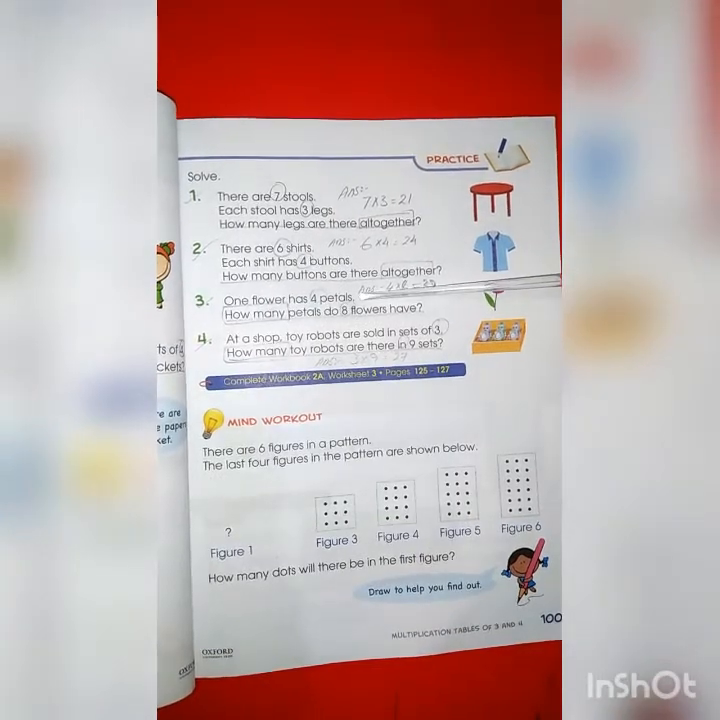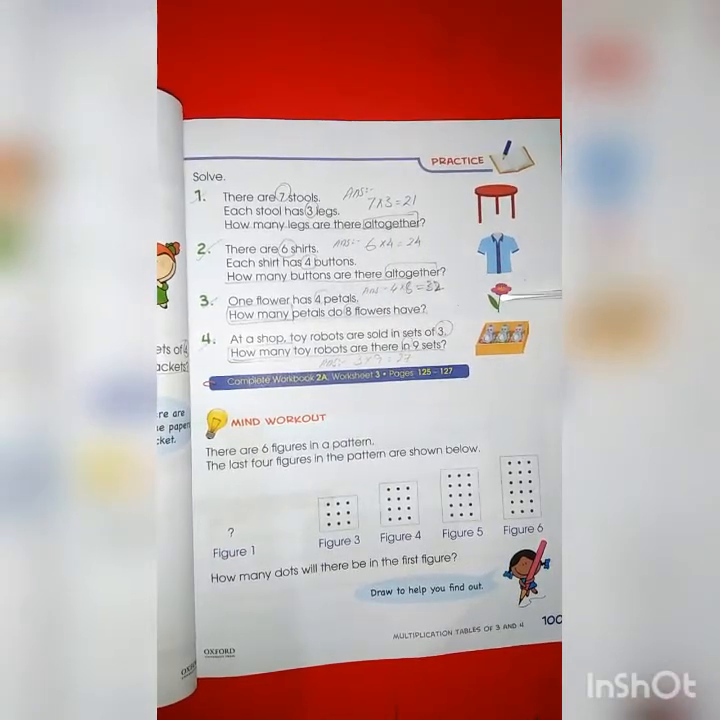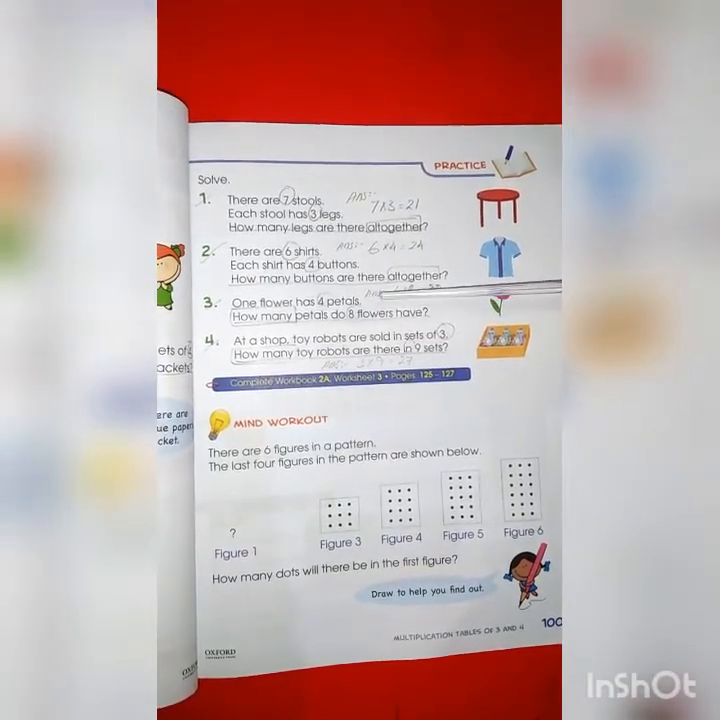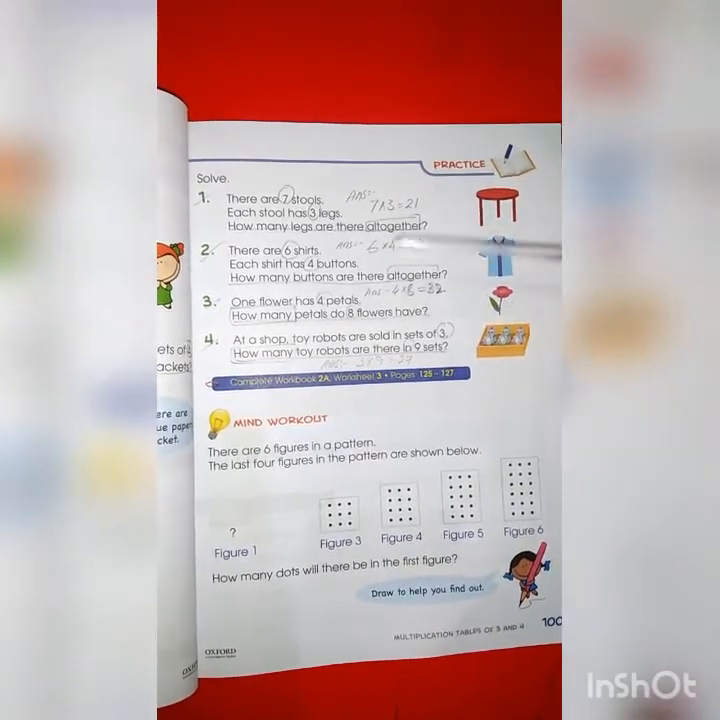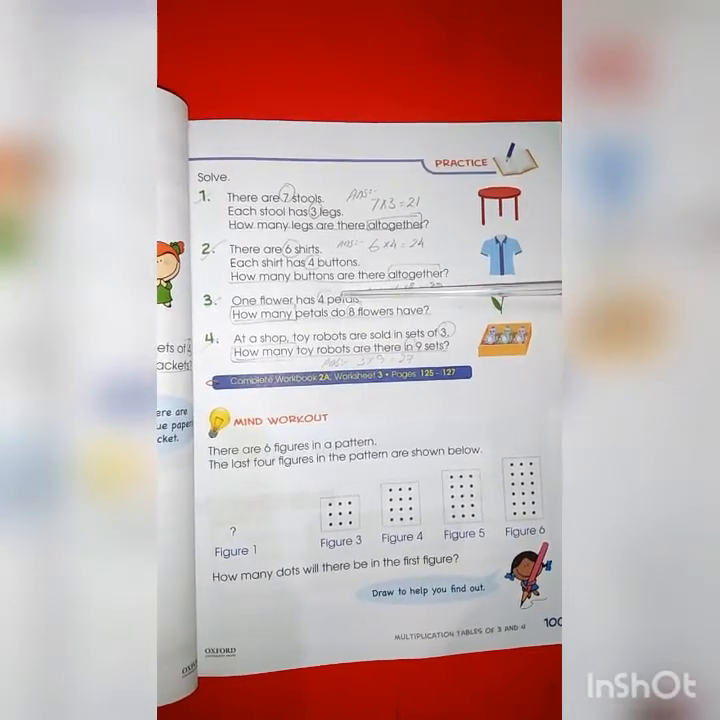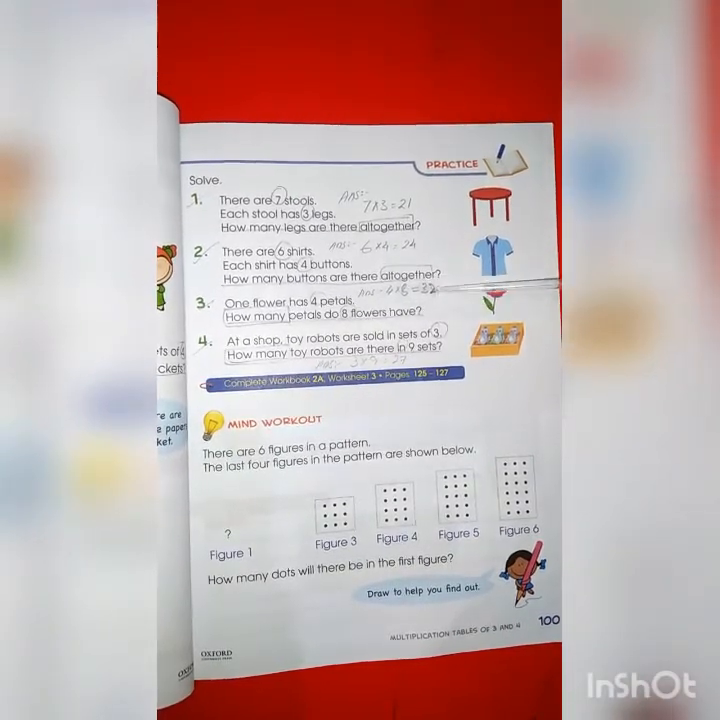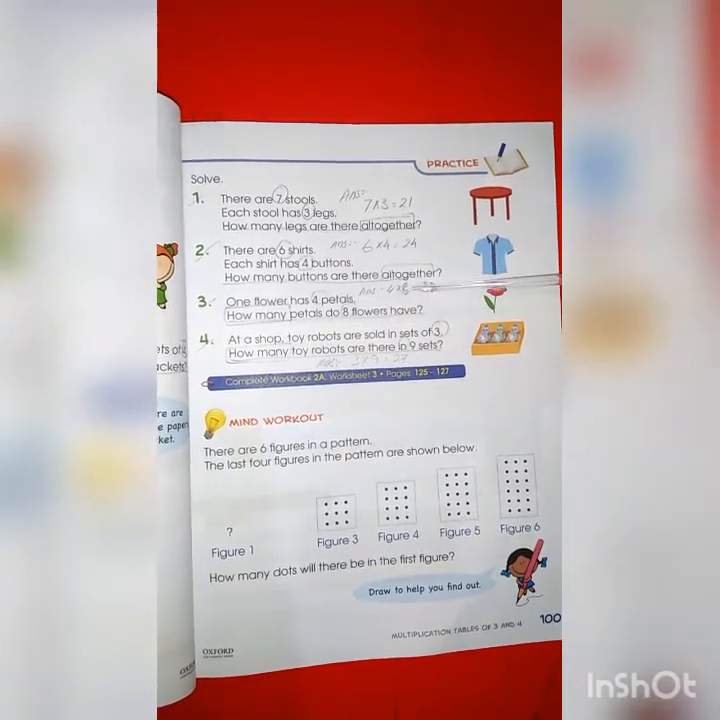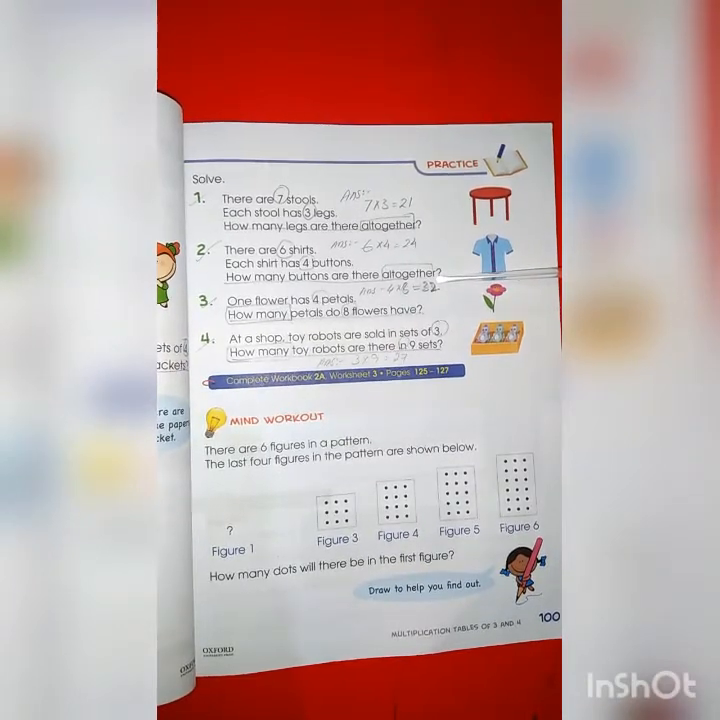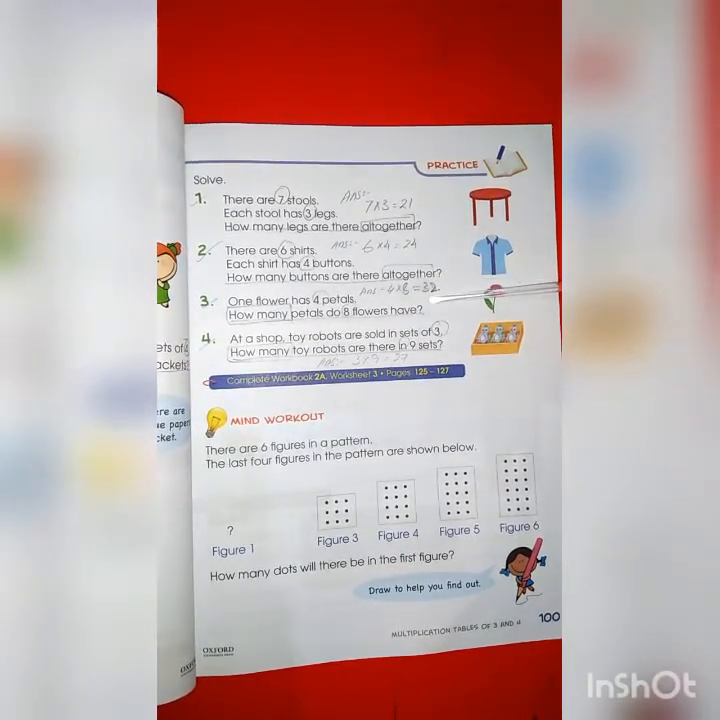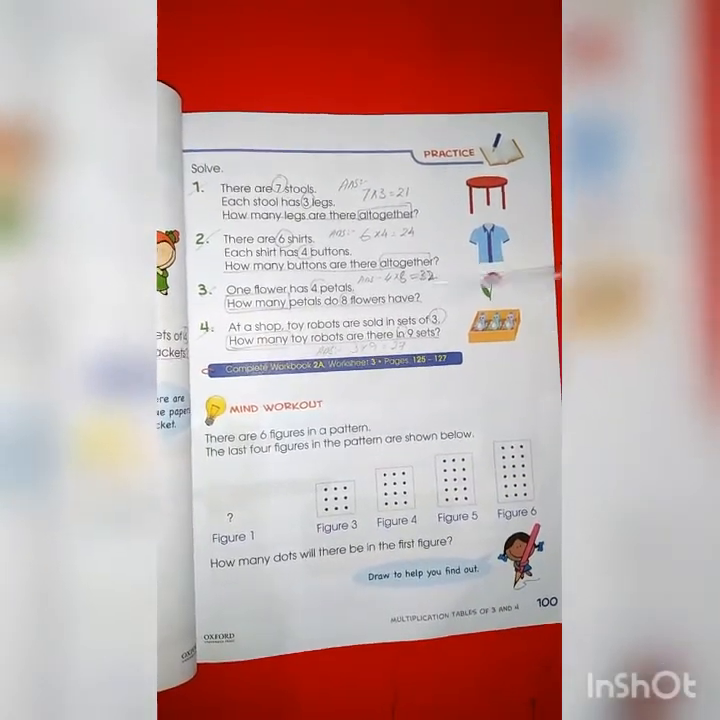Number 3. One flower has 4 petals. How many petals do 8 flowers have? One flower has 4 petals, as you can see in the picture. And if we have 8 flowers, then how many petals do 8 flowers have? We will multiply 4 with 8, as we know that the numbers are 4 and 8. We will get 32. 4 8s are 32, and 4 8 times is equal to 32. It means that there are 32 petals on 8 flowers.